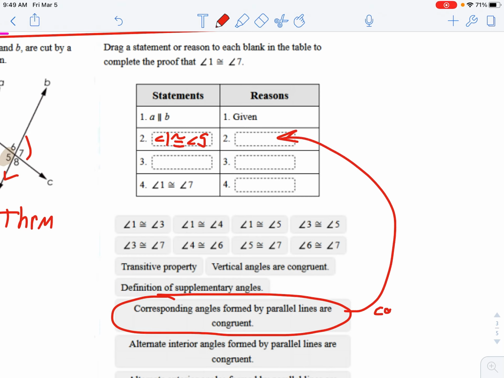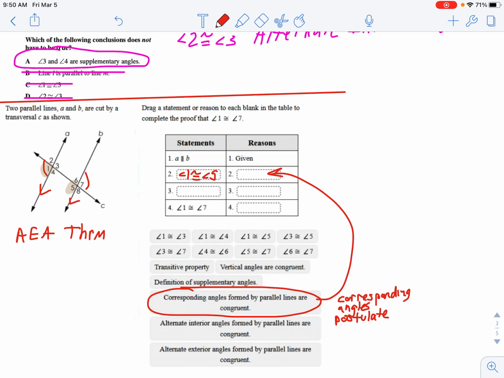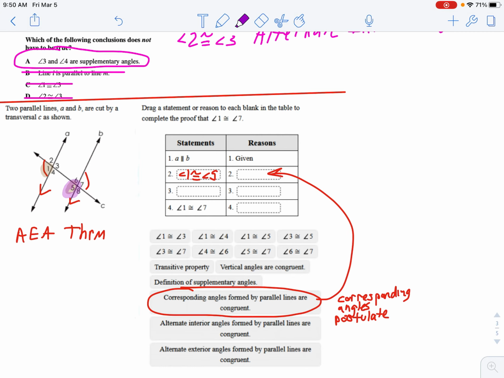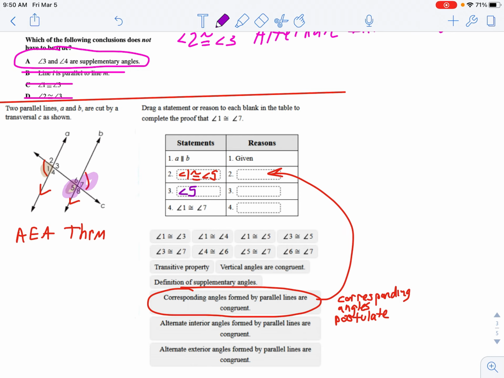Instead of saying corresponding angles postulate or CAP, remember we said CAP a bunch of times in the past? Postulates are just accepted as facts. Corresponding angles formed by parallel lines are congruent, CAP. We accept that as facts, so I can say that. And then this is utilizing another theorem we've proven to be true, 5 and 7. I can say, well, angle 5 is congruent to angle 7. And let me cross these out. Now I can say that.